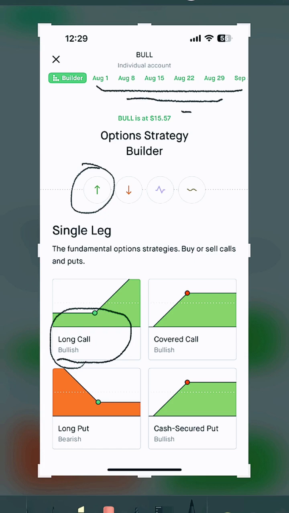So, do you want to use Webull or Robinhood? Those are the top two I recommend for beginners. I highly recommend Webull, because Webull has a section on there specifically for beginners, a whole section called Webull Learn.